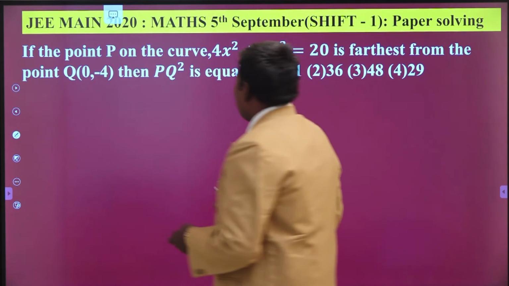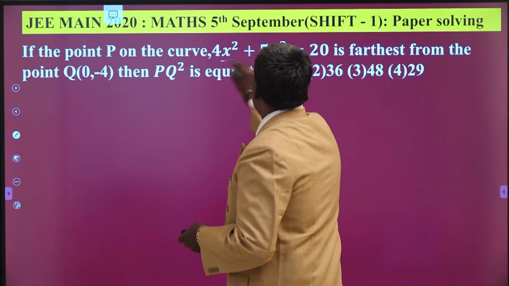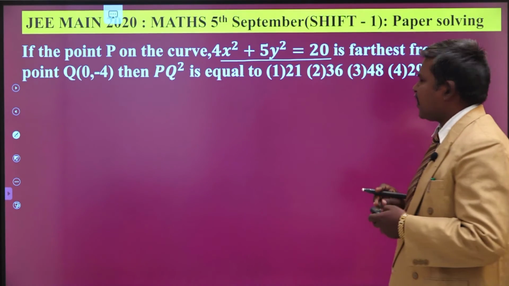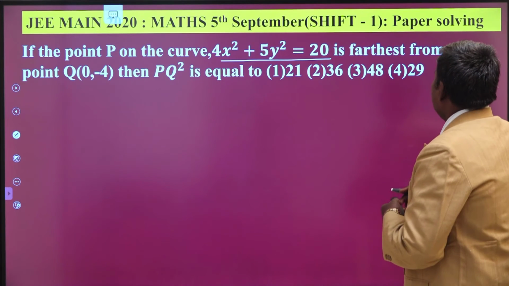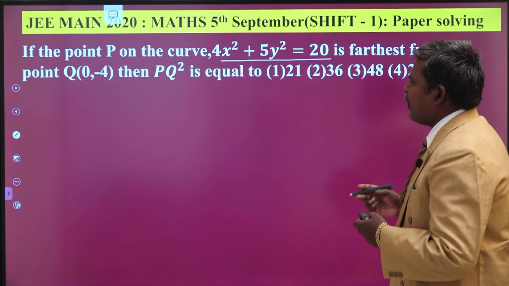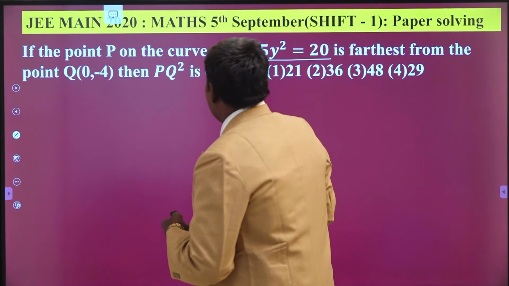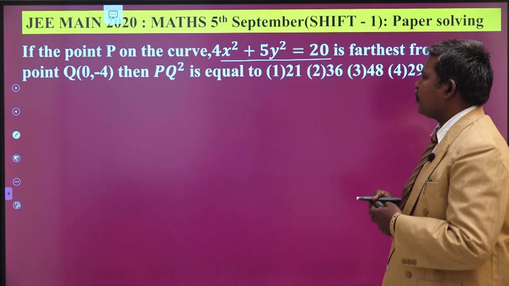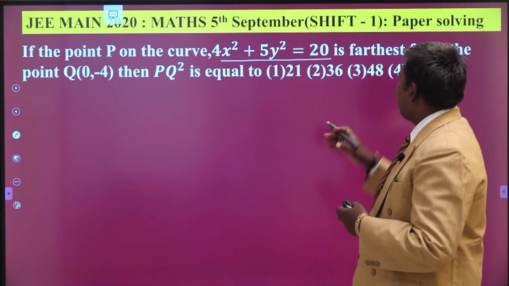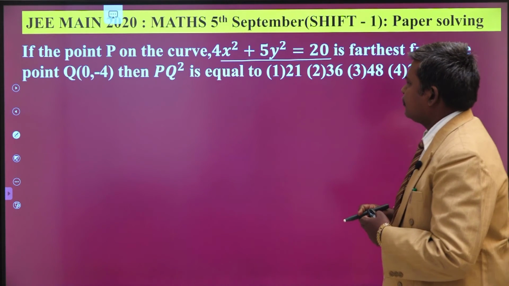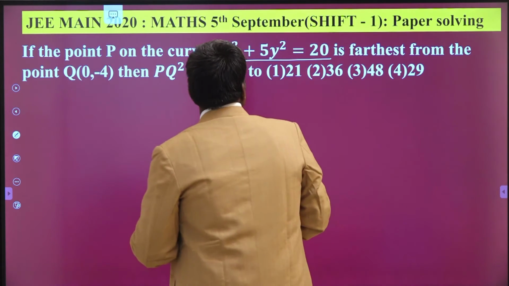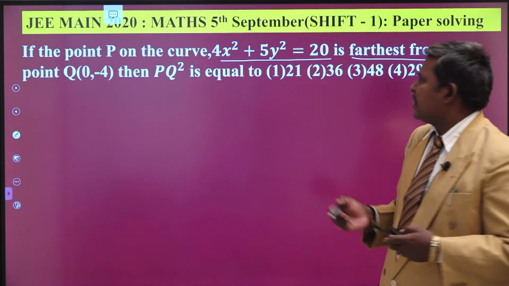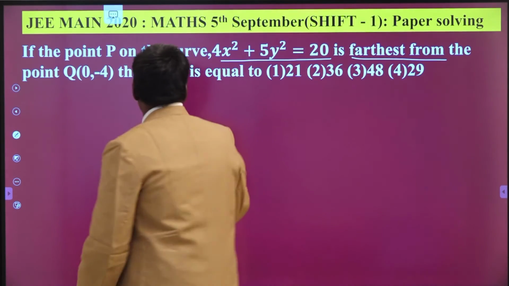If the point P is on the curve, this is the curve, observe that, what is this? This is an ellipse, 4x square plus 5y square is equal to 20, and is farthest from the point Q (0, −4), then PQ square is what they are asking. You have to find out the largest value, the maximum value for PQ square. You have to find the point on the curve which is the farthest from the point Q (0, −4). What is the standard form of this equation?